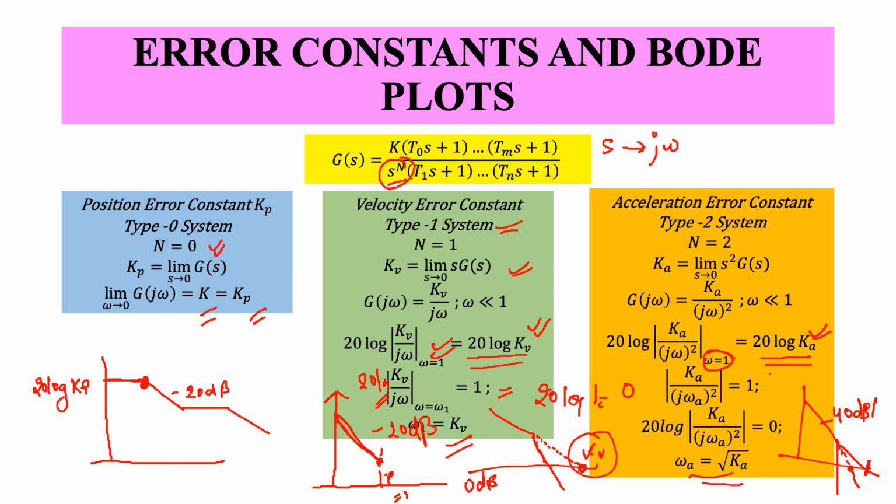So I'm looking at the magnitude Ka by (j omega) squared equal to 0 dB, which tells me the omega a. At omega equals omega a, omega equals the square root of Ka. So the frequency at which the plot reaches 0 dB is the square root of the acceleration error constant. Again, this occurs only for a type 2 system. Kv occurs only for a type 1 system, and Kp occurs only for a type 0 system. And we know why this is true, right?